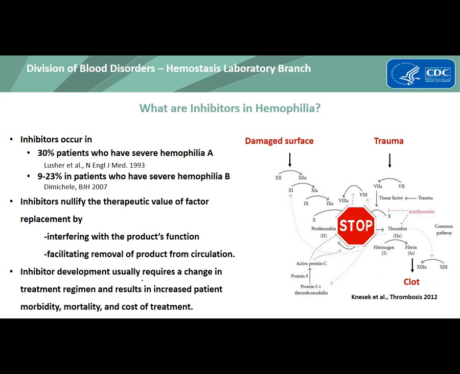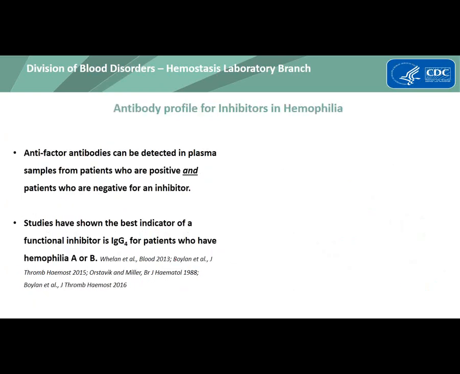So inhibitor development usually requires a change in treatment regimen and results in increased patient morbidity, mortality, and cost of treatment. So that's what inhibitors are. What do we know about these antibodies? We know that anti-factor antibodies can be detected in plasma samples from patients who are positive for inhibitors, but also in patients who are negative for inhibitors. And studies in our laboratory and others have shown that the best indicator for a functional inhibitor is IgG4 for patients both who have hemophilia A or hemophilia B.